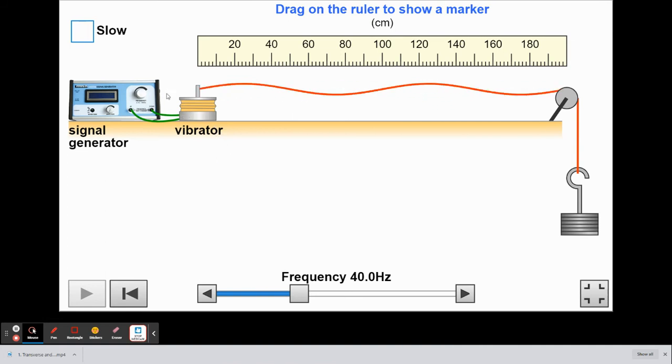So here, if we slow this down, we've got 2 complete waves in 2 meters, so the wavelength is 1 meter. Read the frequency, take the wavelength in meters, and multiply them together to get the velocity of the wave.